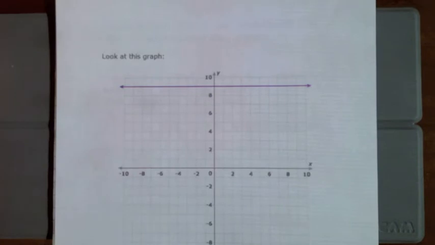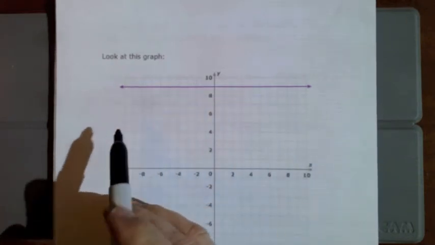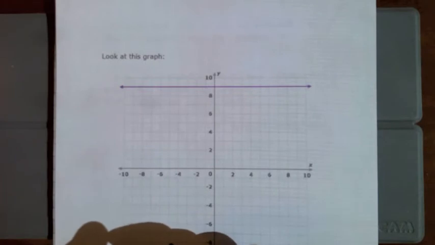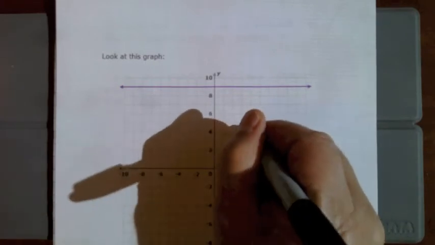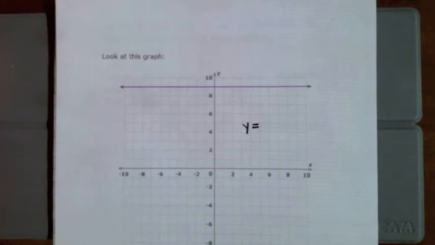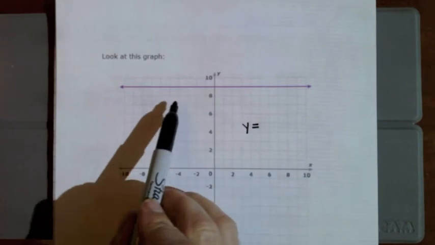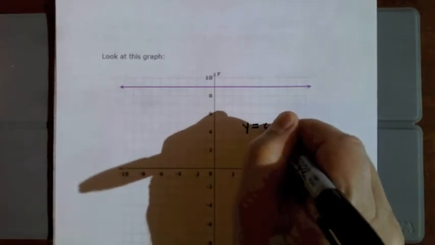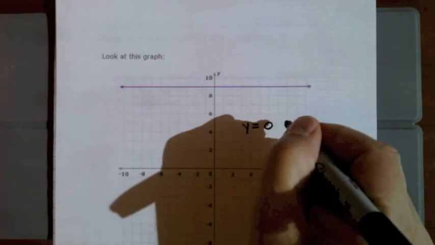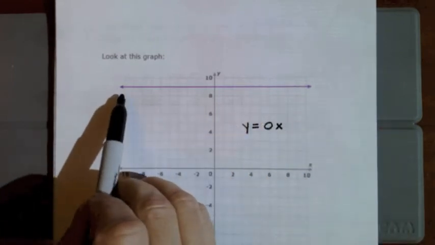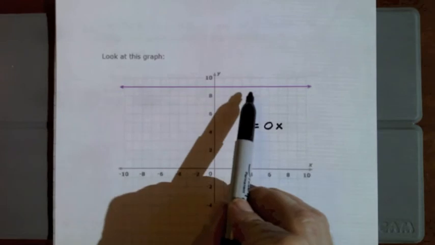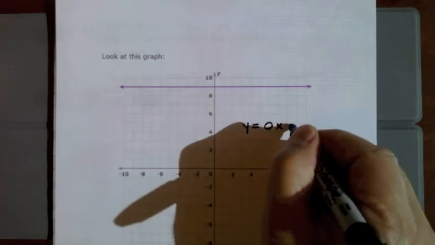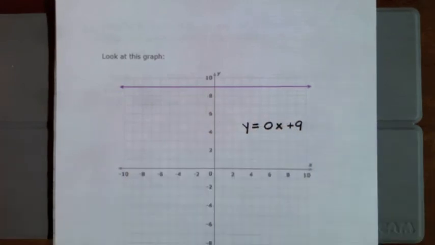One of two special situations for this is when we have horizontal and vertical lines. This one right here is a horizontal line. I need to write the equation of this line. Just like all the others, I start with y is equal to. Then I need to write down the slope. What's the slope of a horizontal line, a line that goes straight across? 0. Always put x beside the slope, and now I need to figure out the y-intercept, where this line crosses the y-axis. It crosses the y-axis at +9.